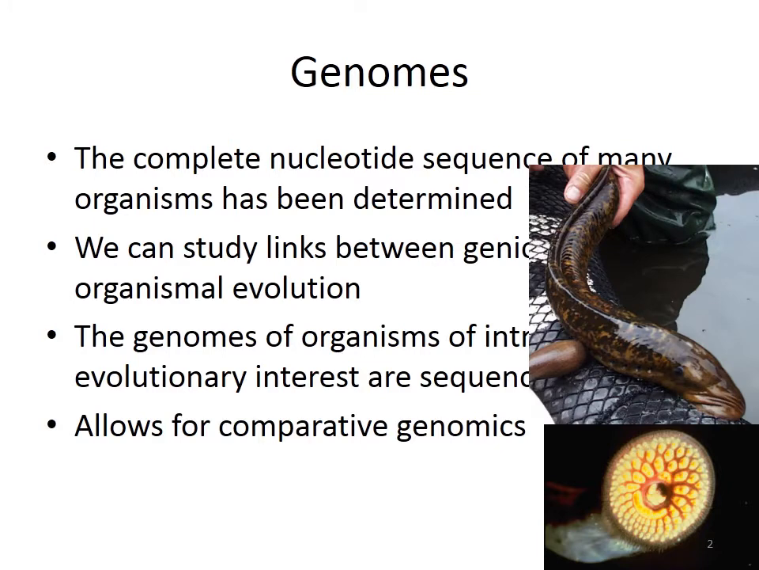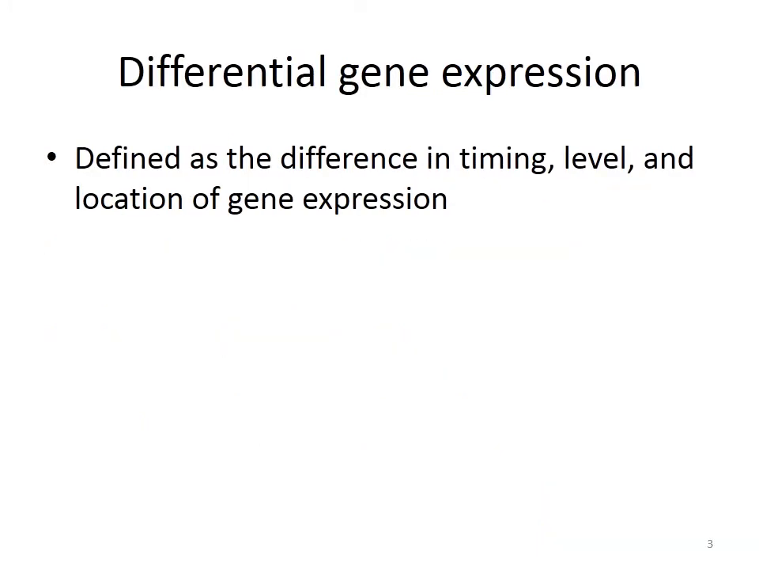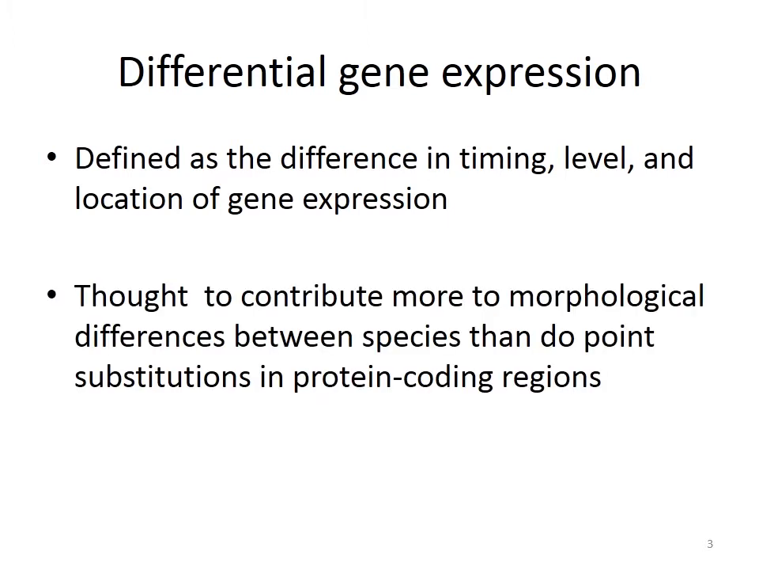Here's another picture. Differential gene expression. We talked a little bit about this already, but it's defined as a difference in timing, level, and location of gene expression. So you can have different genomes between organisms, but you can also have different gene expression between organisms. This is thought to contribute a lot more to morphological differences between species than the genome itself, than do simply substitutions, even mutations in those genomes in protein coding regions.